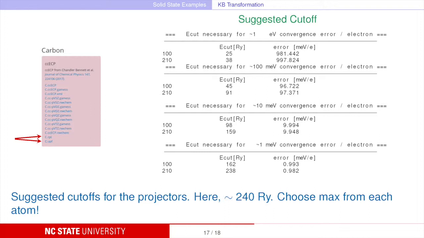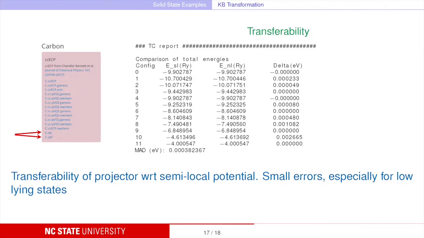And so this .report file gives you suggestions for actually how to use our potentials without you having to go through and do all the testing. And I'll show you that that actually works in a second.